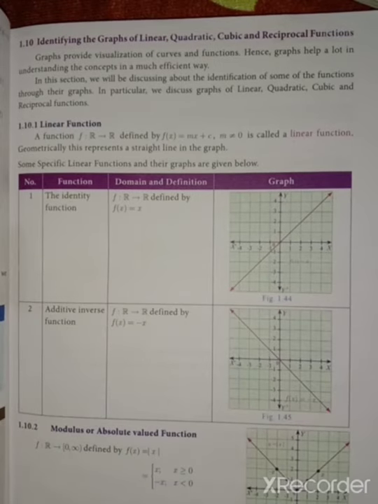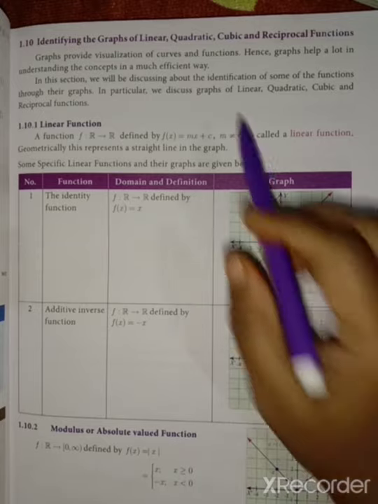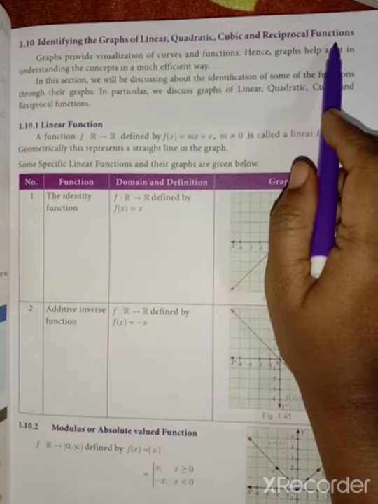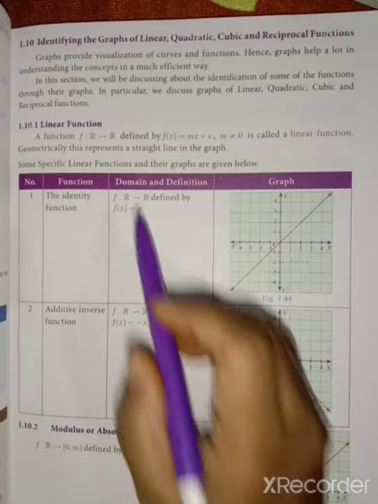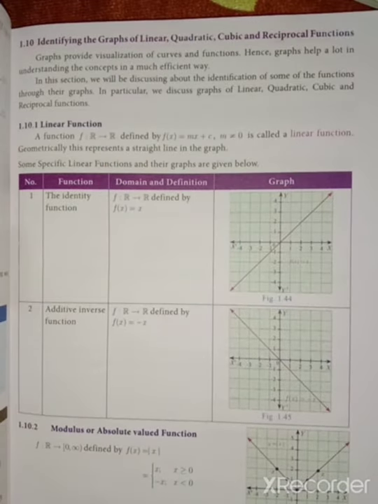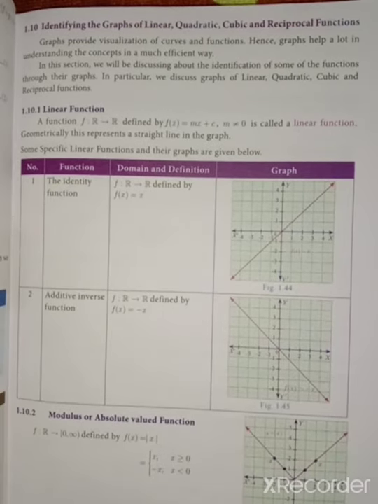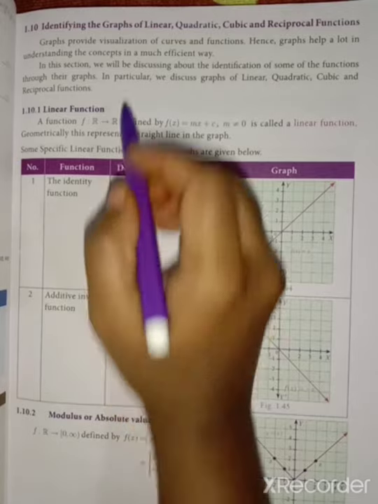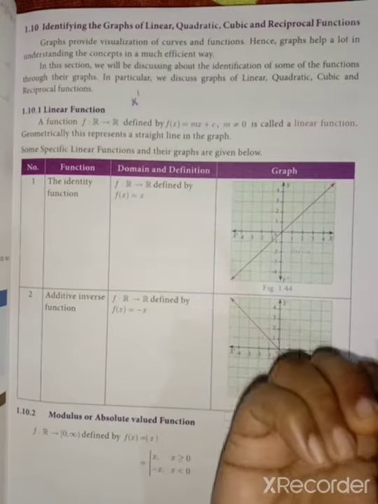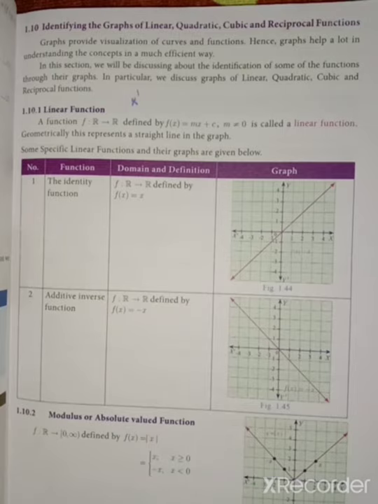Dear students, now take your book and see the topic, that is identifying the graph of linear, quadratic, cubic and reciprocal functions. So using the graph, we have to provide visualization of curves and functions. How using a curve or a graph we have to say whether it is a function or not, like that. So the first one is linear function. Linear function means the degree is 1, that is x power 1 is considered as linear.